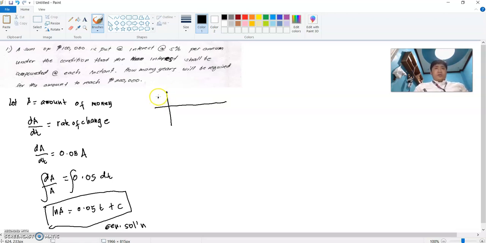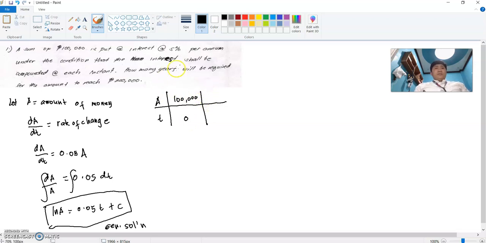So first, let's say this is the amount with respect to time. It says here that the sum of 100,000 is put at interest per annum under a condition. So meaning the initial money, which is 100,000, is invested at time zero. So it started with zero time, right?